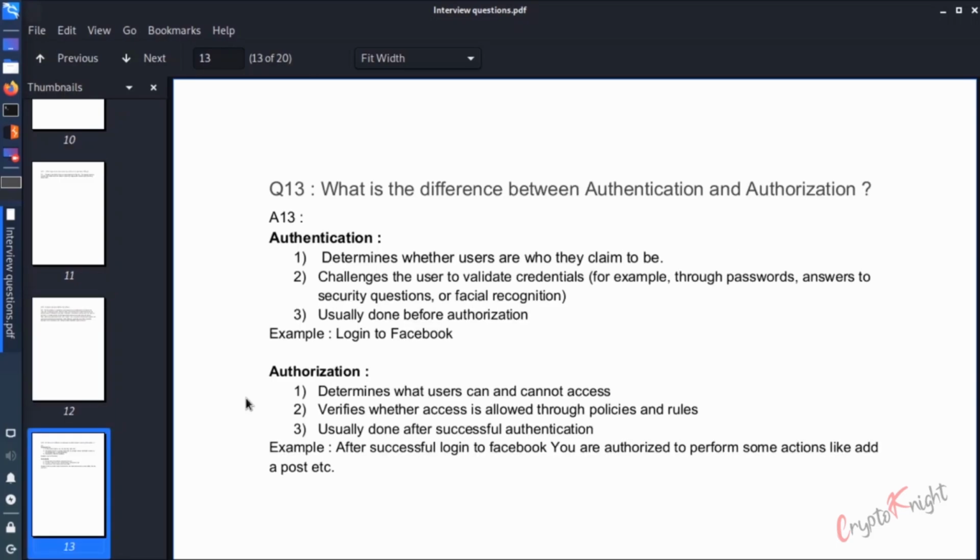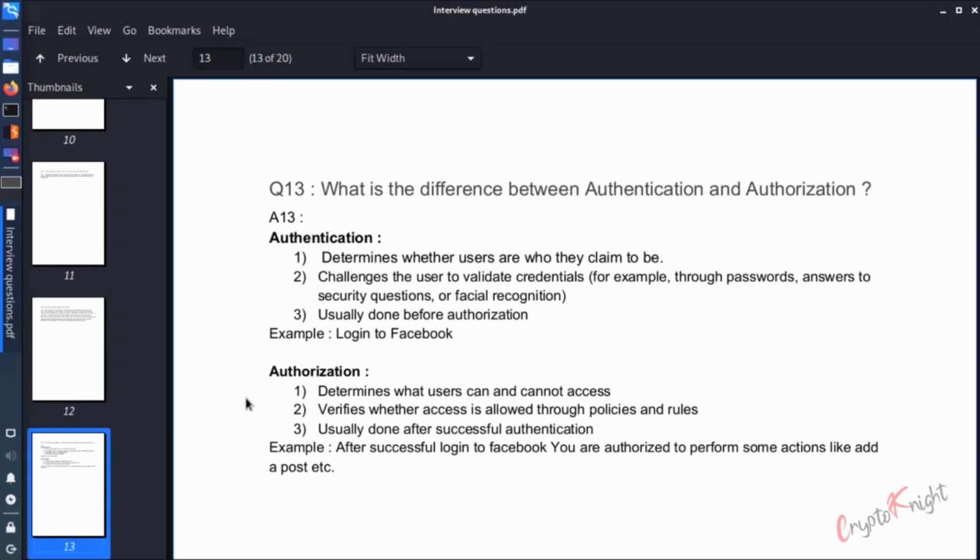This is also a very widely asked question because people usually get confused between authentication and authorization. What is the difference between authentication and authorization? So first we'll discuss points about authentication. Authentication, it determines whether users are who they claim to be. Second, it challenges the user to validate their credentials, example through passwords, answer security question or facial recognition. Third point is, it is usually done before authorization. So authentication is the first step, authorization comes later.